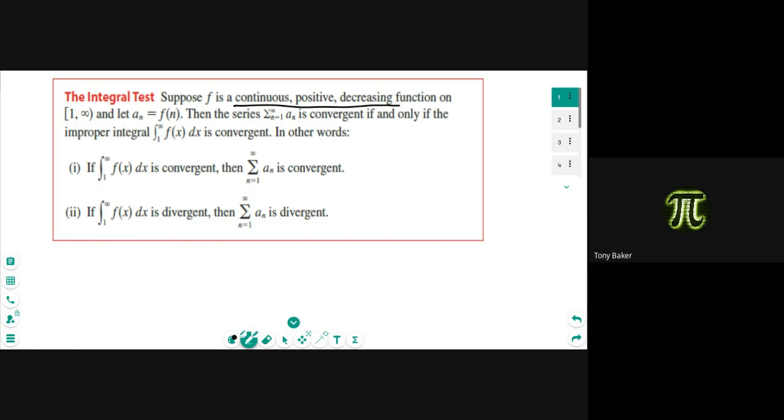To do that, all you're going to do is take the integral from 1 to infinity of that function. Now, if that is convergent, which means it goes to a specific value, then my series is also convergent. Notice it doesn't say it goes to 0 or anything else. It goes to a specific value. That means the series is convergent. If the integral is divergent, which means it goes to infinity, then the series is divergent.